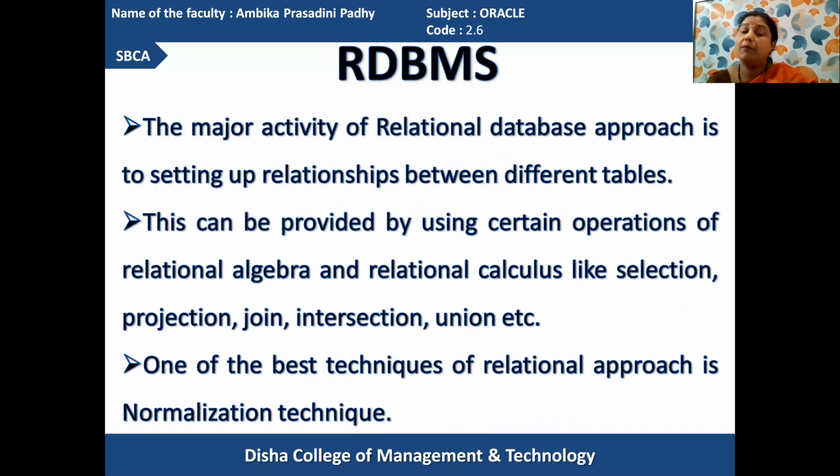And the major activity of the relational database approach is setting up relationships between different tables. The tables contain the data, and the tables become more beneficial and useful when you create relationships between the database tables and retrieve the respective data. So by establishing relationships, we can deal with the data more frequently.